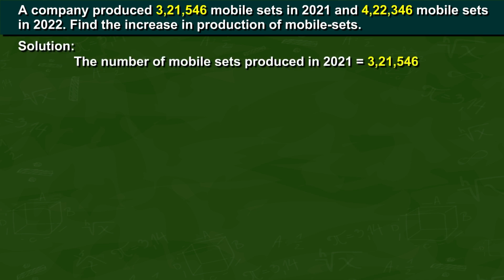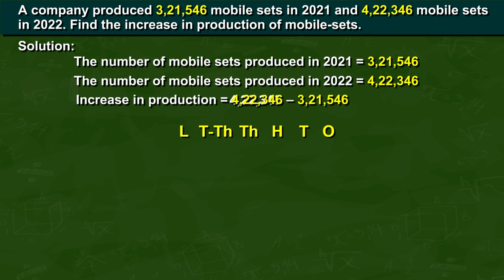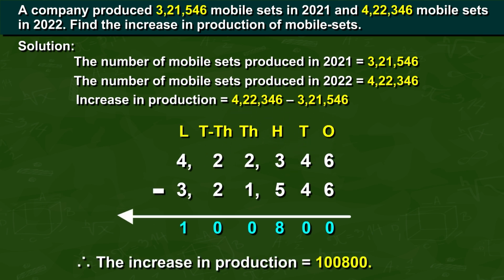Solution: the number of mobile sets produced in 2021 is equal to 3,21,546. The number of mobile sets produced in 2022 is equal to 4,22,346. Increase in production is equal to 4,22,346 minus 3,21,546. The increase in production is equal to 1,00,800.